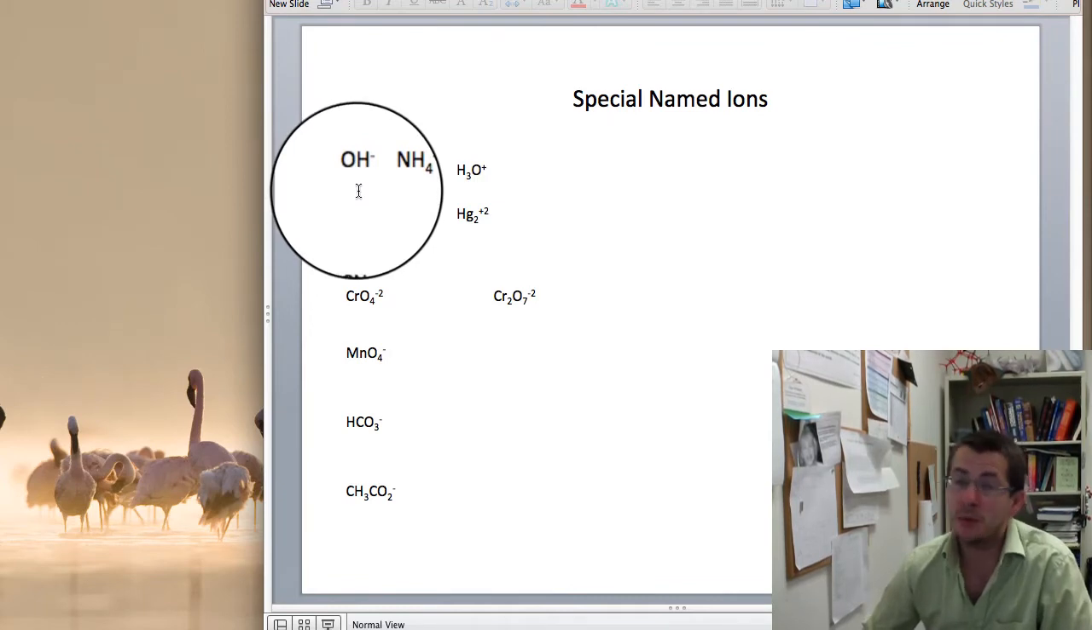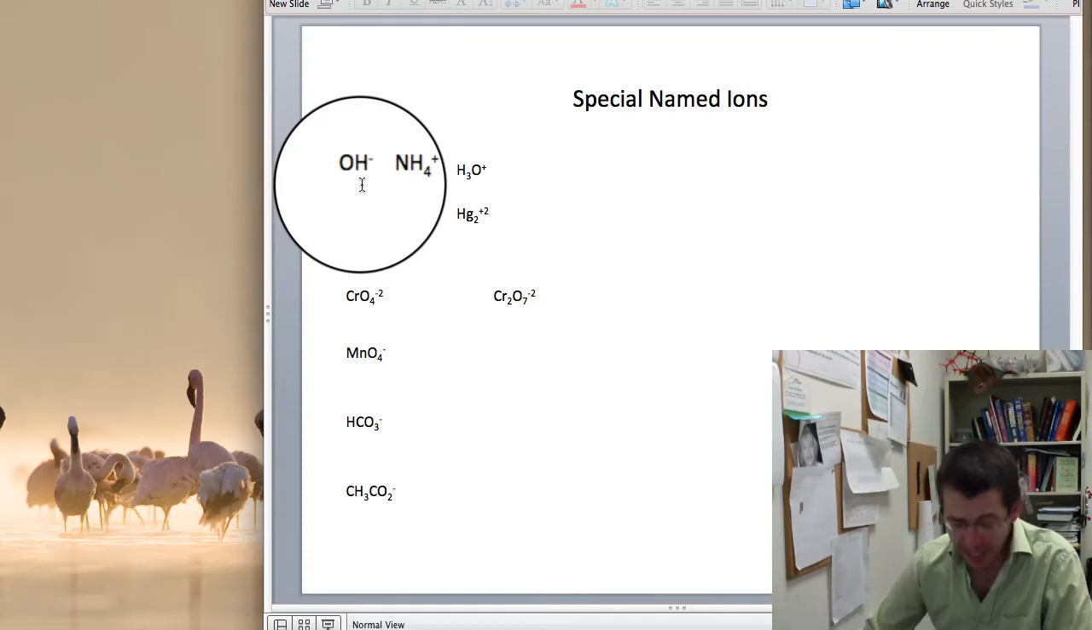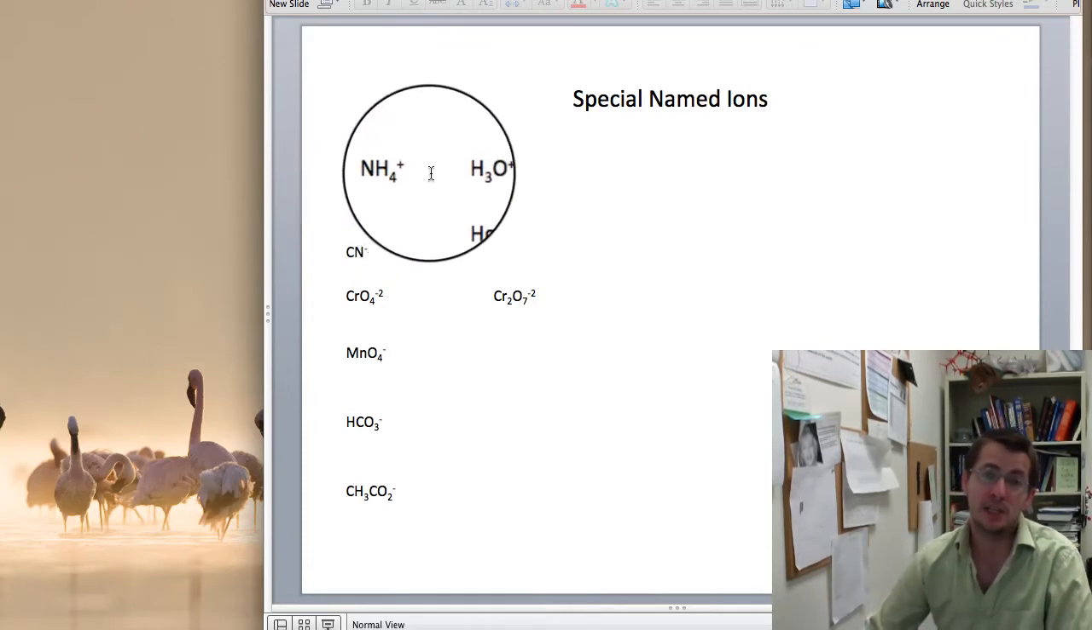The most common one that you're going to encounter is the hydroxide ion, OH-. Hydroxide ion shows up all over the place, and a lot of the salts that we deal with are hydroxides.